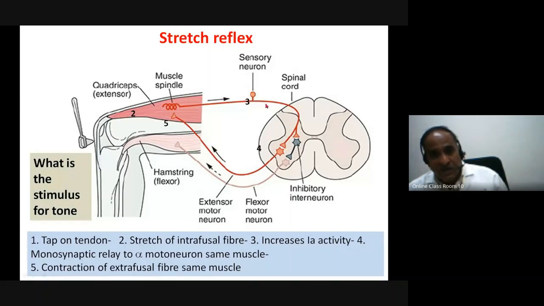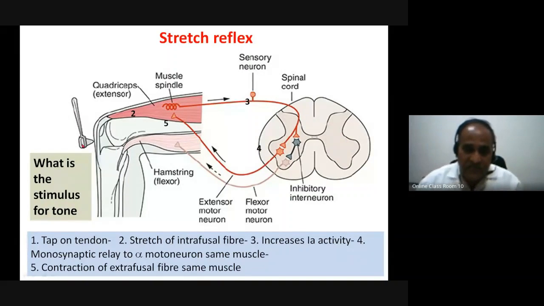Right? So now, what is the stimulus for this? Here, in this case, knee hammer. No, it's not the knee hammer. I am sitting here. My muscles are stretched to some extent. I am even stretching my legs. Even then, they are stretched.